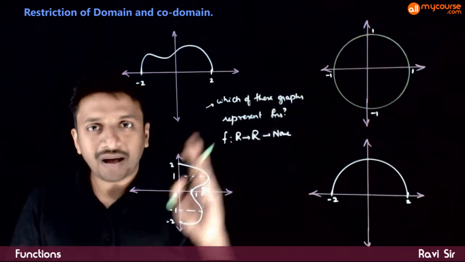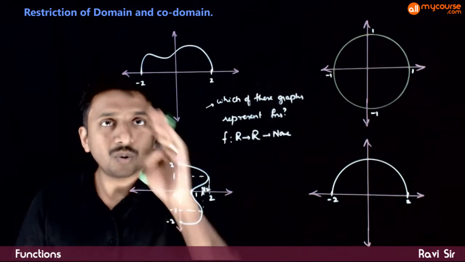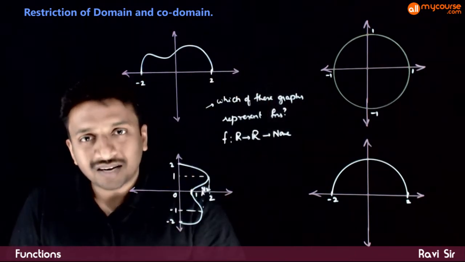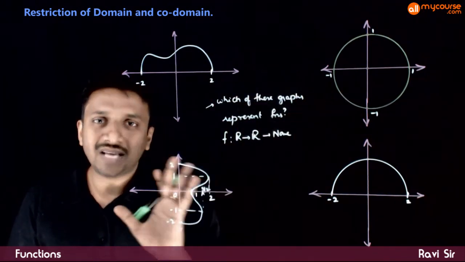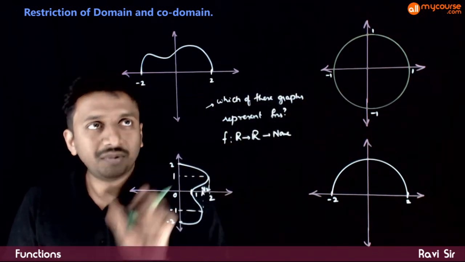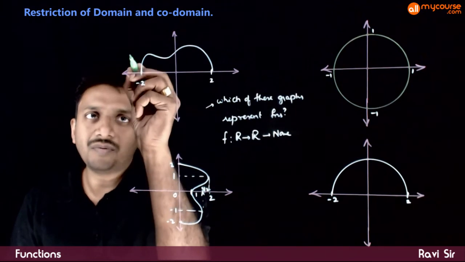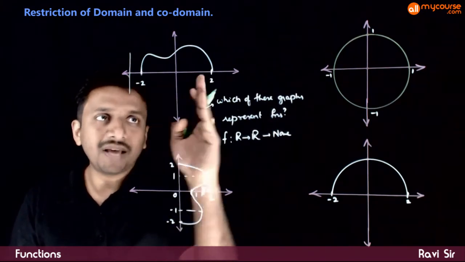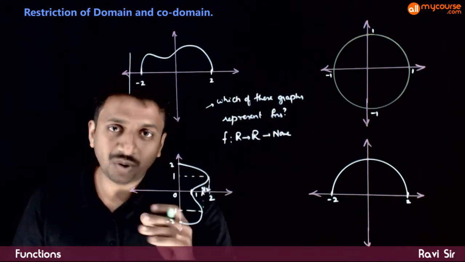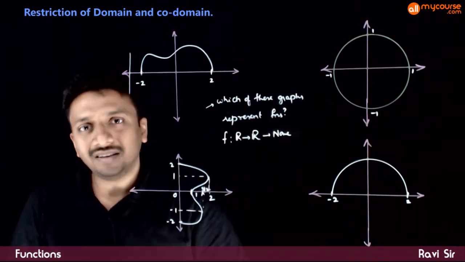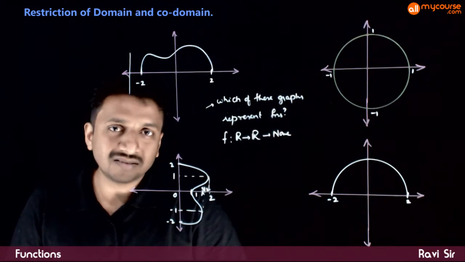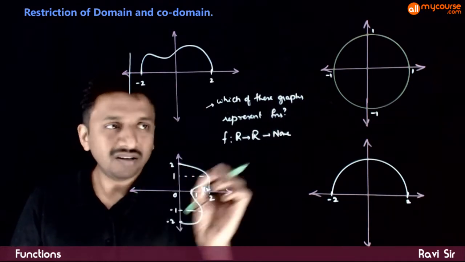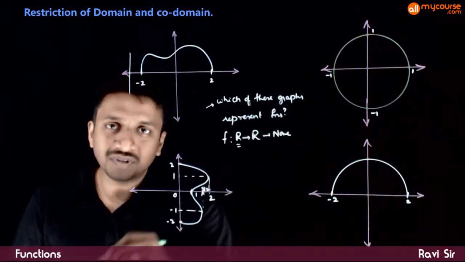because none of them pass the vertical line test over the whole set of real numbers or the whole domain of real numbers. None of them satisfy the VLT, because if you draw a vertical line beyond -2 and after 2, they are not cutting the graph. Hence, this is not a function on the domain of real numbers.